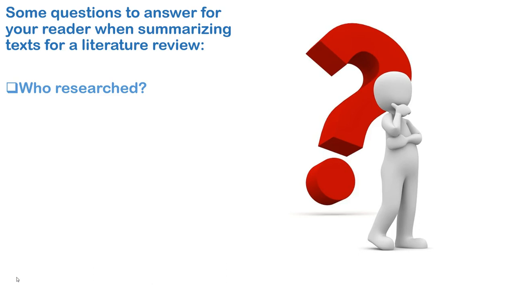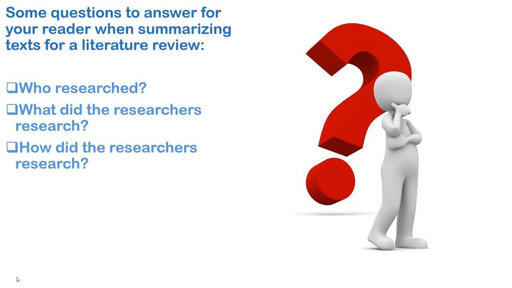One is simply who researched. So here, this essentially just means giving the author's names. Very often you will use the author as the subject of a sentence. So Klein researched X, Y, Z, so on, something like that. What did the researchers research? So then you talk about the specific topic that those researchers researched.